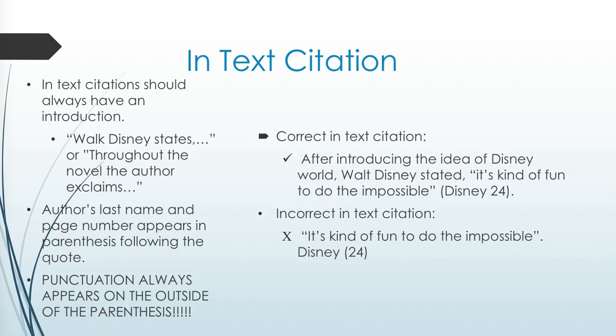Now the whole point of a research paper is to get outside research to help support your argument as evidence. With this research, you will be quoting in your papers, which means you should have a correct in-text citation. The first rule of in-text citations is that it should always have an introduction. Now I have 2 examples over here. The first is a correct in-text citation. As you've noted, it has an introduction stating, after introducing the idea of Disney World, Walt Disney stated, comma. In the incorrect in-text citation, there is no introduction, which leaves the audience wondering who said that quote and when did they say it.